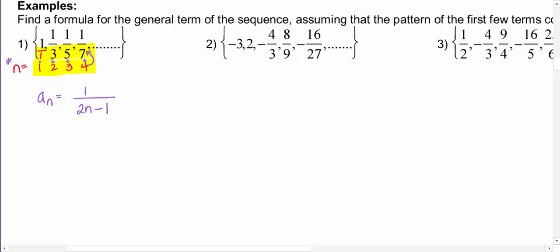Is that true for the 3? If I multiply that by 2 and subtract 1, do I get 5? Yes, because 3 times 2 is 6, minus 1 will get me the 5. Is that true for the 2? 2 times 2 is 4, minus 1 is 3, and 1 times 2 is 2, but minus 1 gets you the 1. It works for all of your terms. So there is your pattern.